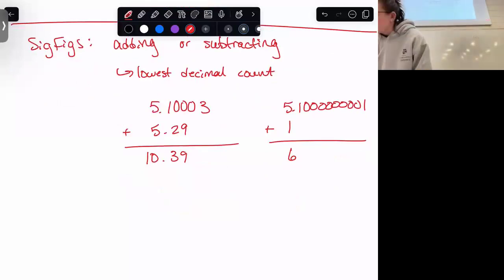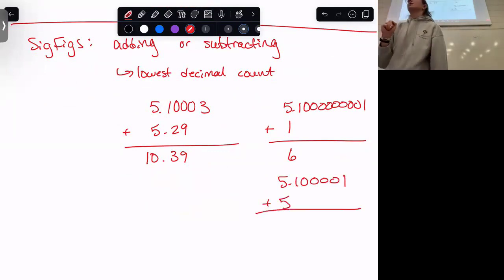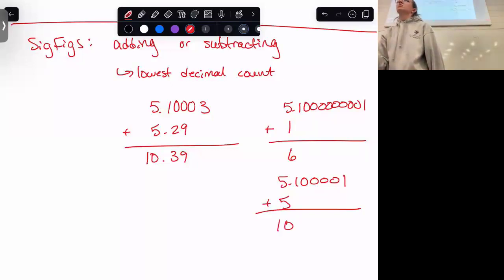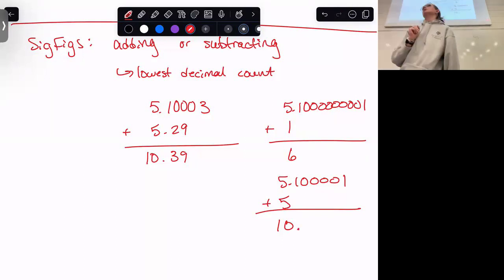If we were doing the second example, but this was now a different number, what is going to be our answer? 10. You need a decimal point. Right, you do need a decimal point. That would make that 10 have how many sig figs? 2.